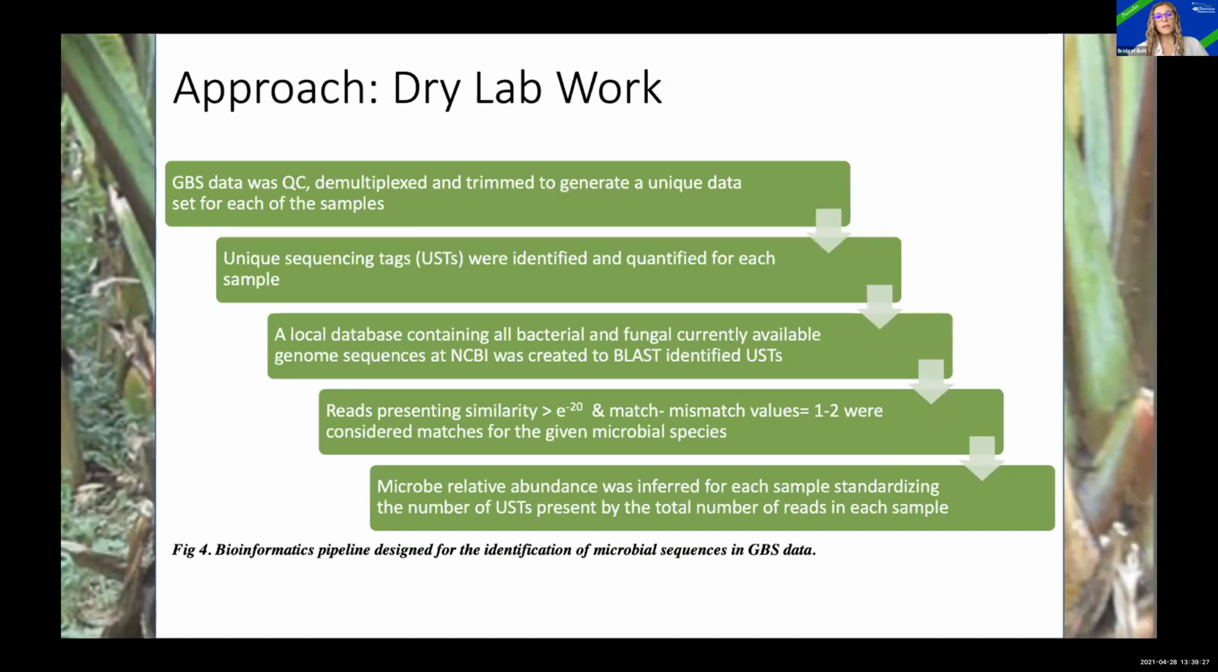So here's where I come in. We took the GBS data and did a quality check. We demultiplexed and trimmed them to form unique sequence tags, which were then blasted against a local database where all the available genomes for bacteria and fungi were taken to determine which sequences matched up. Once we got those matchups, we sorted to what I believe was a 95% match of each of the sequences, and all the ones that did not hit that match rate were taken out. Then we looked at the abundance of these unique sequences to each of the above.